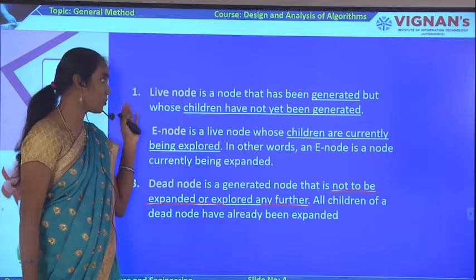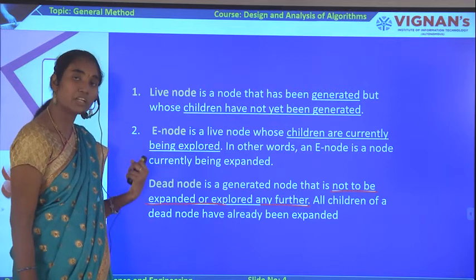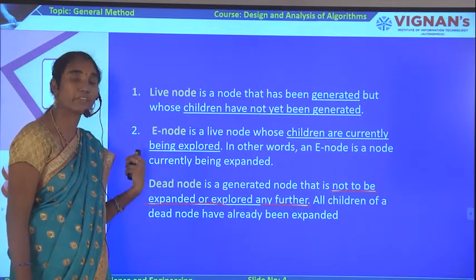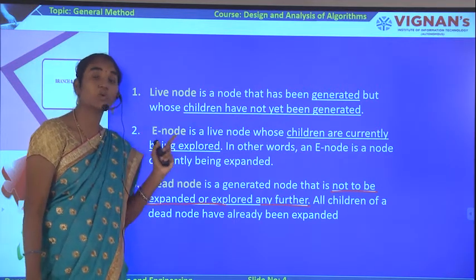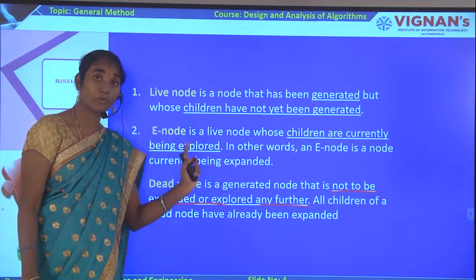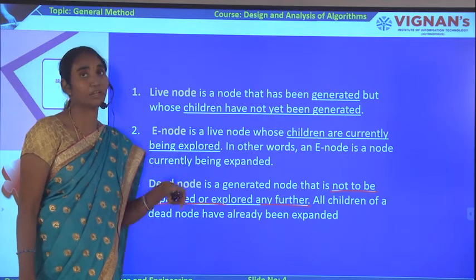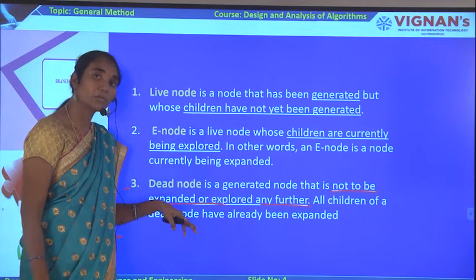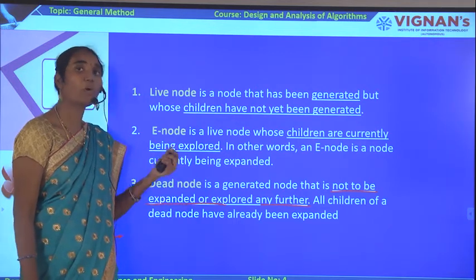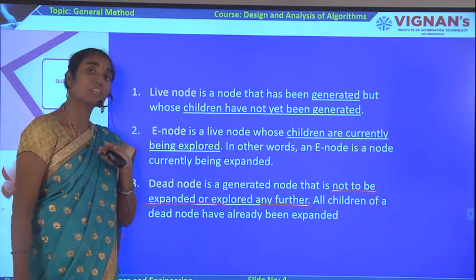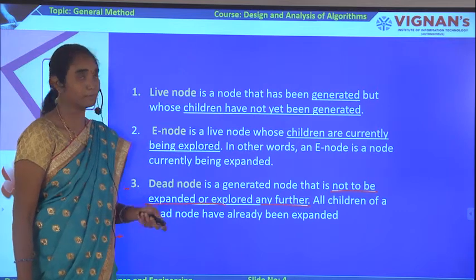So a live node is a node that is generated and whose children have not yet been generated. Whereas an E node is a live node whose children are currently being generated. And a dead node is one whose children have already been generated and there are no children to explore further.